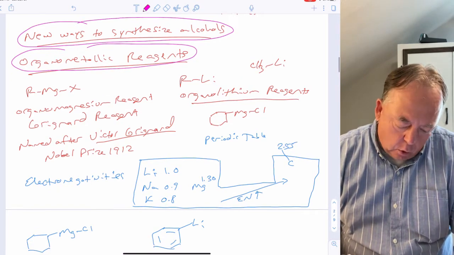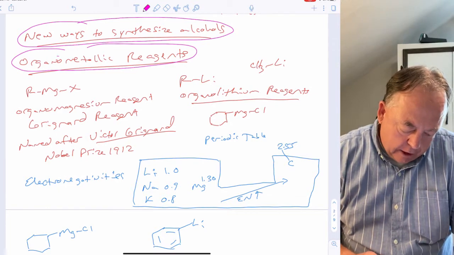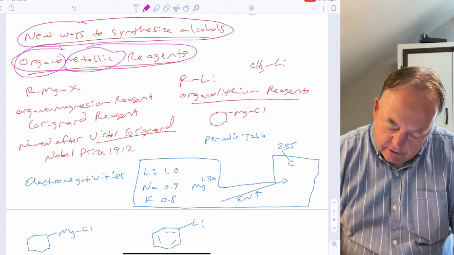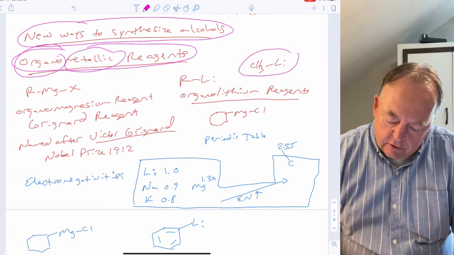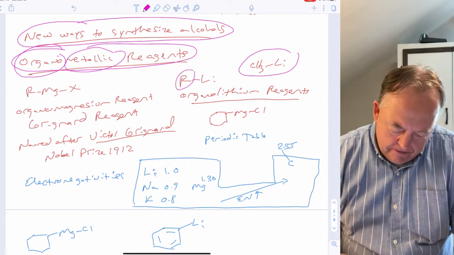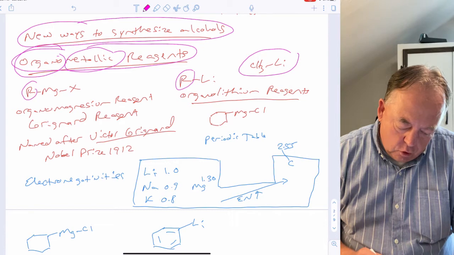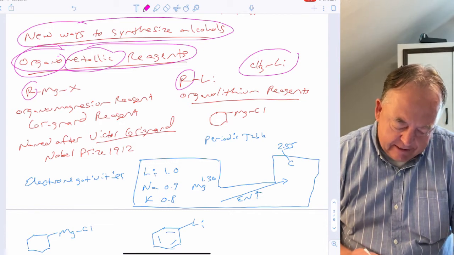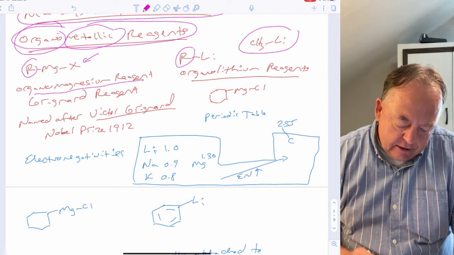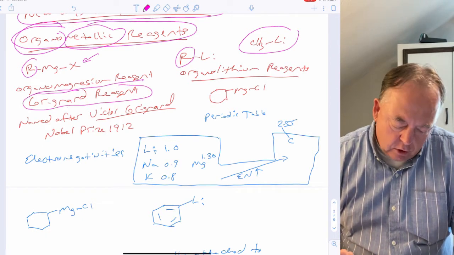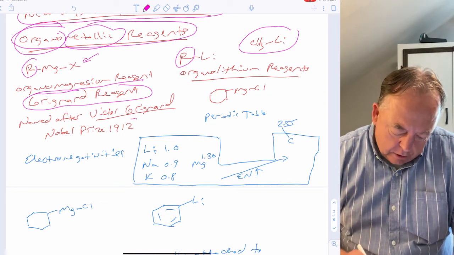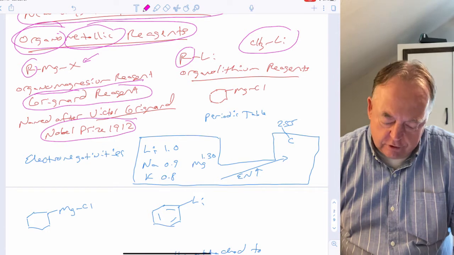Organometallic reagent means organo, carbon, attached to a metal. Like this would be an example. This would be an organolithium reagent. You can have any R group, any alkyl group, attached to magnesium, which also has a halogen attached. Those are called organomagnesium reagents, or specifically Grignard reagents, named after Victor Grignard, the chemist who discovered them, who went on to win a Nobel Prize in 1912 for his work.